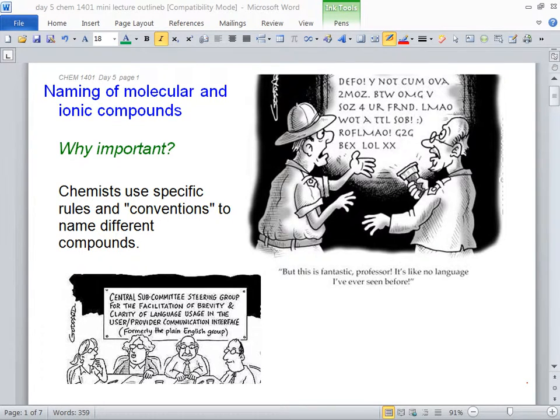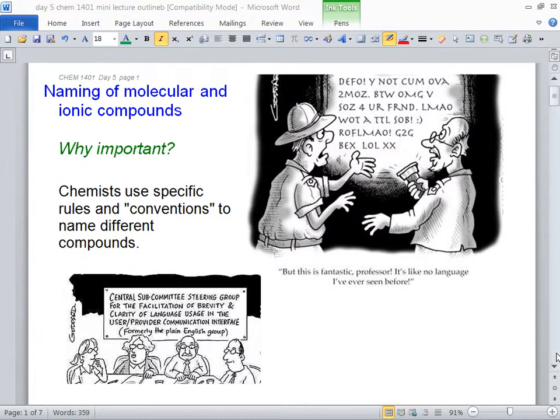We are talking about naming. And we have two types of compounds, molecular compounds and ionic compounds. So we are going to have a little bit different set of rules in naming both those types of compounds. It's important. Everyone needs to describe the same compound the same way, no matter where you live in the world.